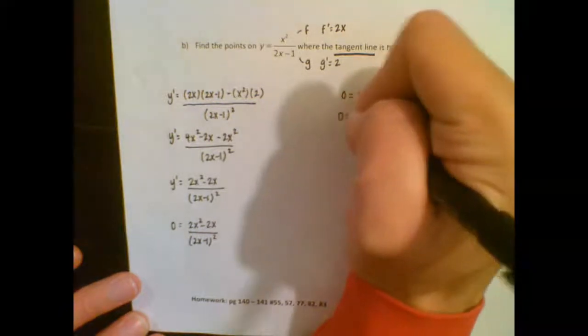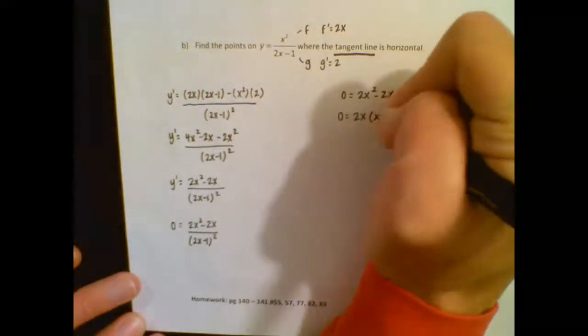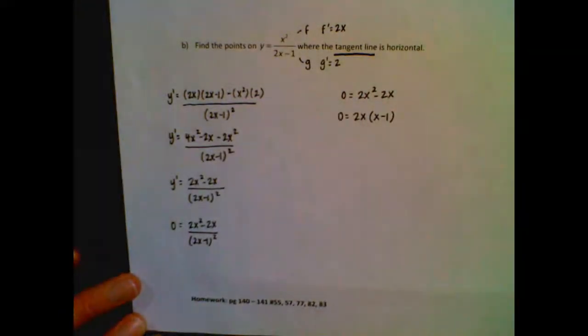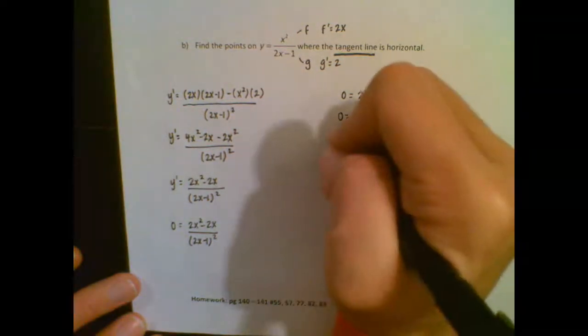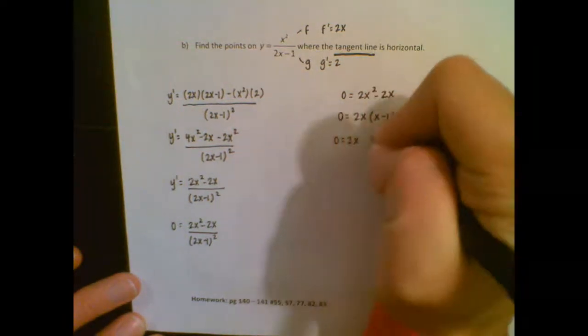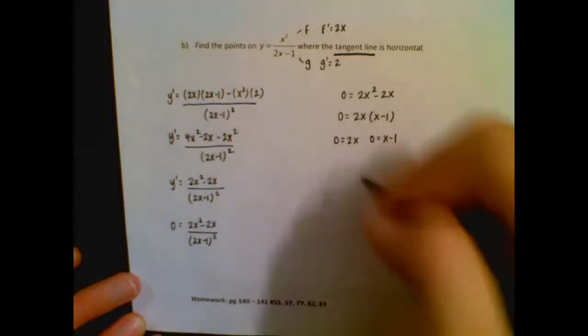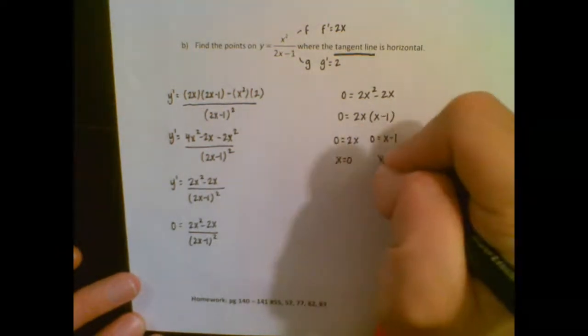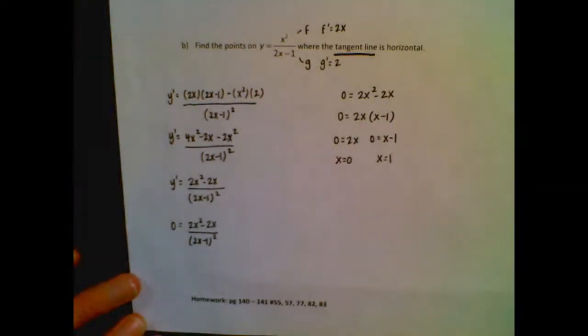I'm going to go ahead and factor out a GCF of 2x here. So I get 0 is equal to 2x times x minus 1. Using my zero product property, 0 would be equal to 2x, or 0 would be equal to x minus 1. So that's going to give me an x value of 0 or an x value of positive 1.